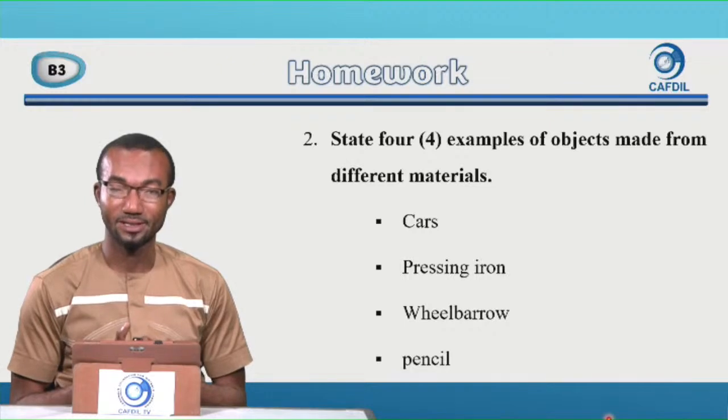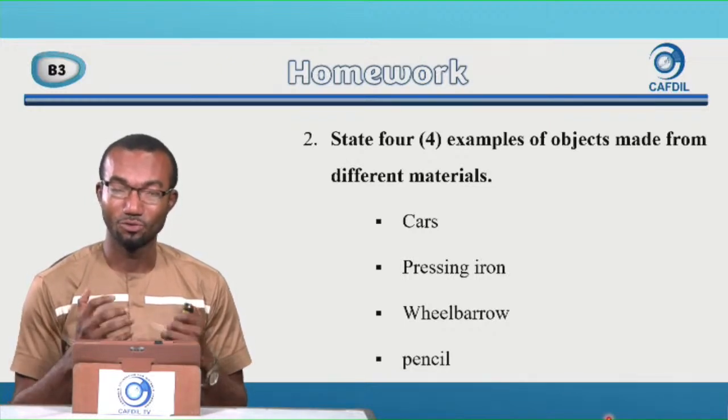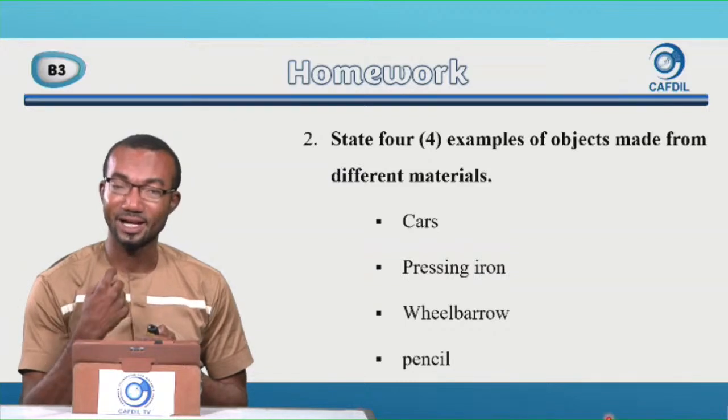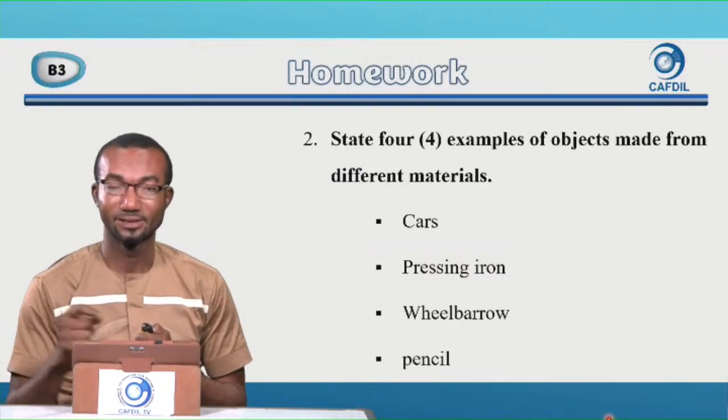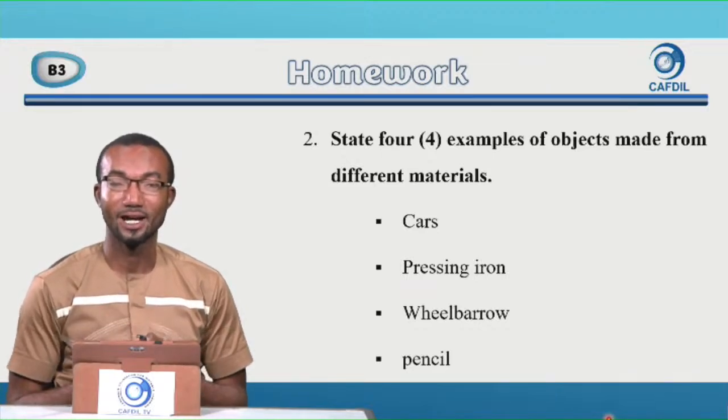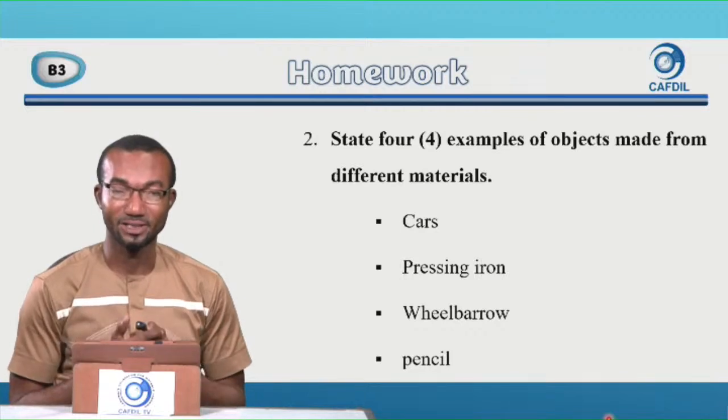If you take a pencil, the body of the pencil is made of wood. The eraser is made of rubber. The object inside that you use to write, the black thing inside, is called graphite. So pencils are also made of different materials.